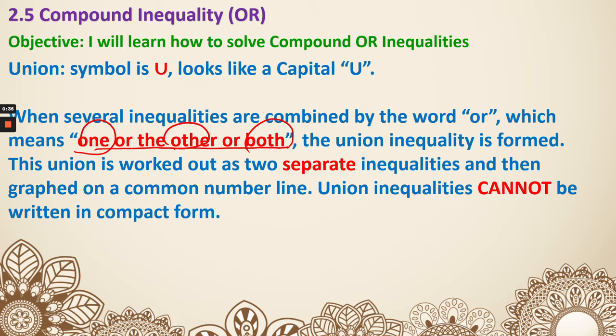So in comparison, last week when we did intersection, it just means and. The union inequality is formed and is worked out as two separate inequalities and then graphed on a common number line. Union inequalities, however, cannot be written in compact form. For last week when we did intersection, we can always write compact form. When we get to an example, you will see why we cannot.